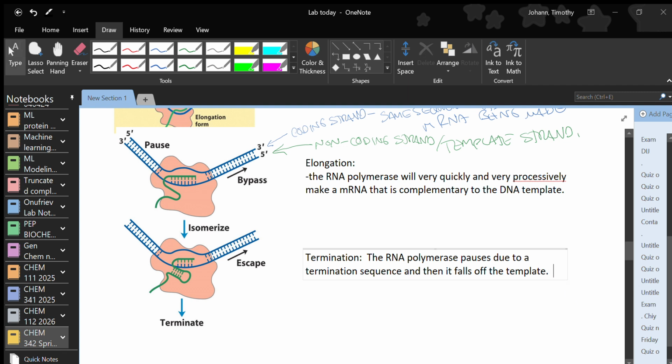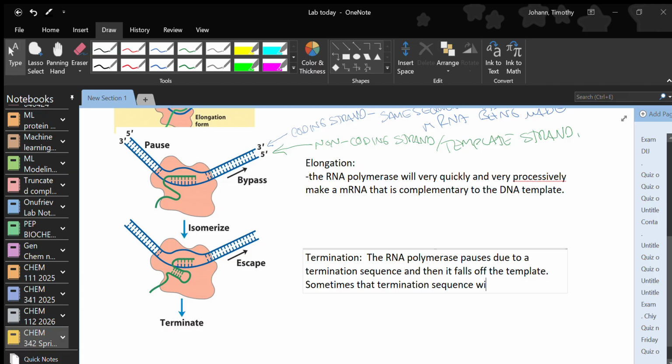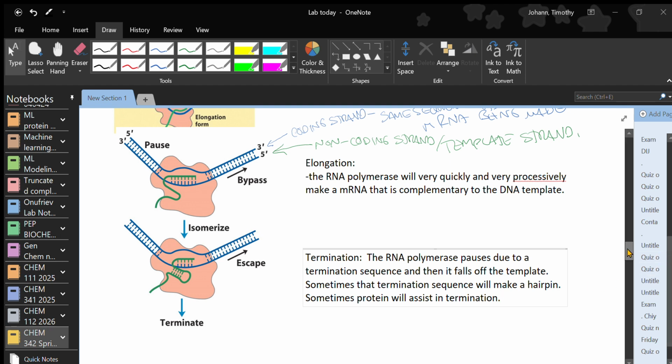As we see in the cartoon, sometimes that termination sequence will make a hairpin. Sometimes there'll be proteins that bind to it. So we have various things that can happen here. Questions on RNA polymerase? What's going on there?